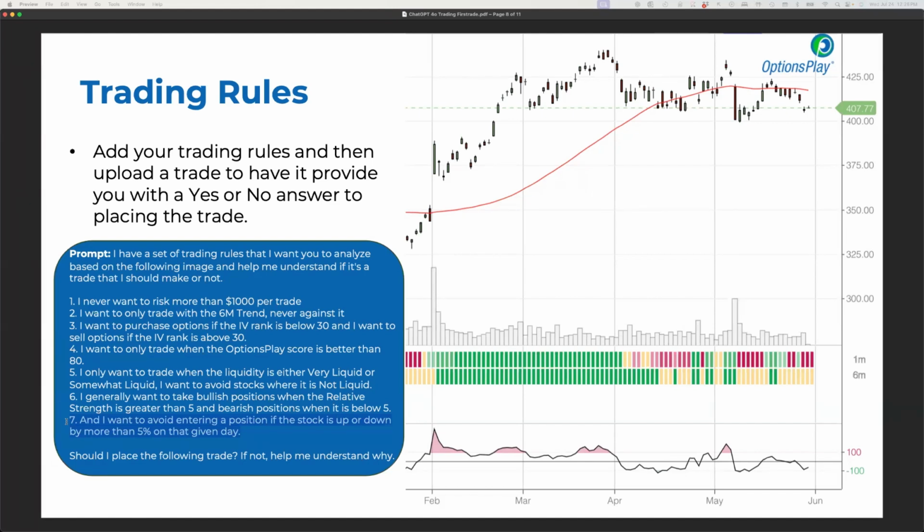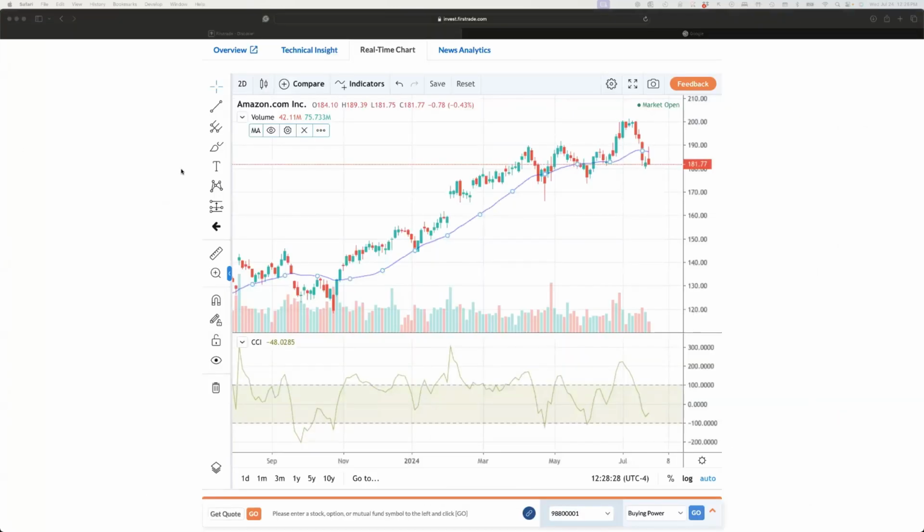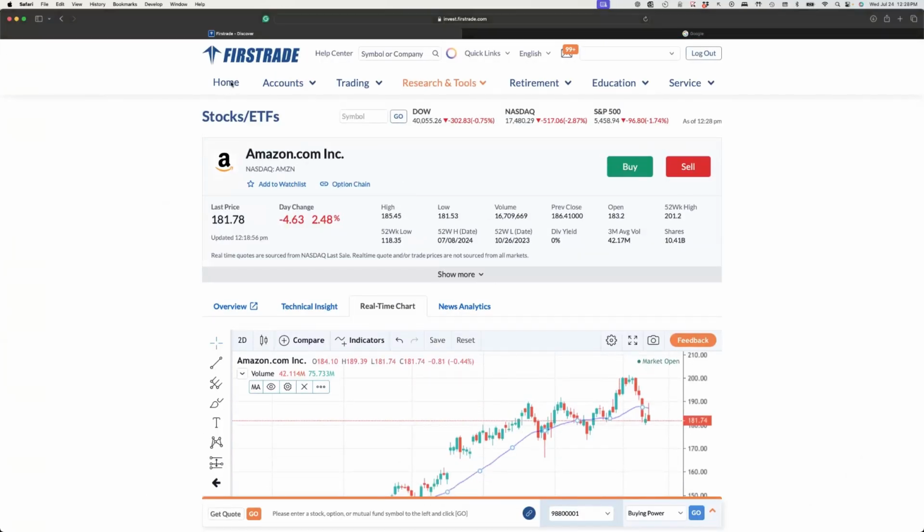and basically, my prompt is, should I place the following trade? If not, help me understand why. So what I'm going to do is show you a trade setup. And for this, I'm going to use the options play tool.